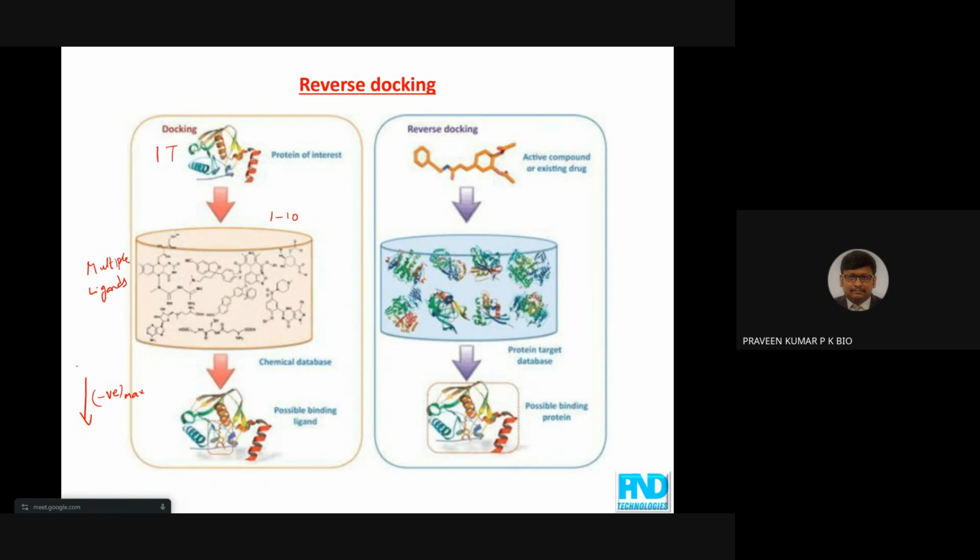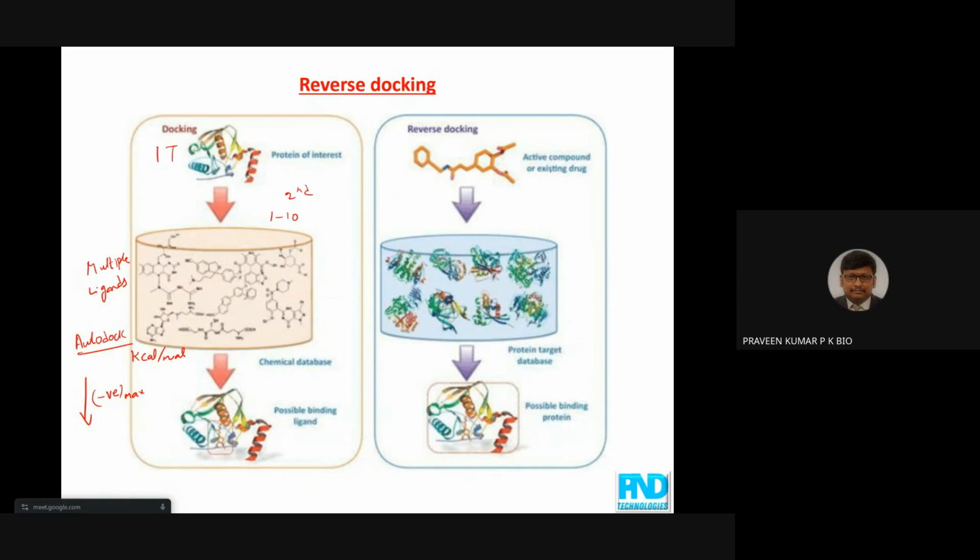In AutoDock, that is a manual docking tool, we get scores in terms of kilocalories per mole. If we get maximum negative energy, for example, if the second compound is showing more negative energy compared to the remaining nine compounds, we can judge and confirm that the second compound is the best drug for this. So this is what we usually carry out in the docking process.